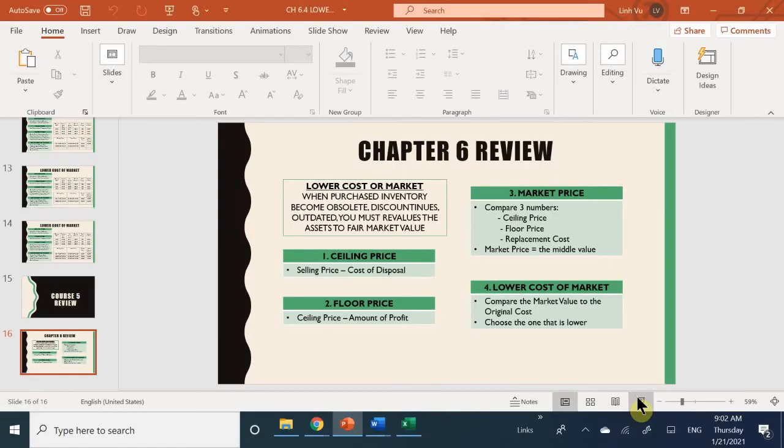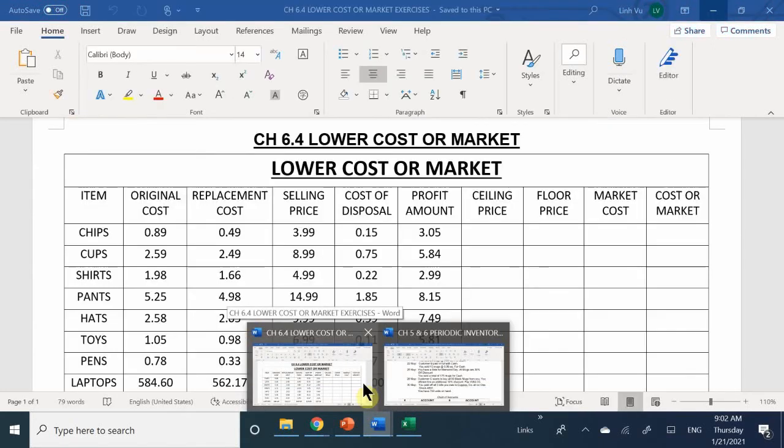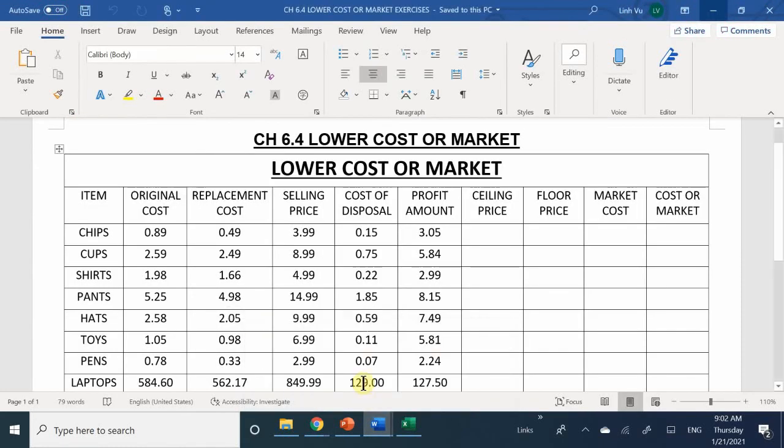Okay. Any questions for chapter 6.4? It's a very small chapter. So is this included in the test? Say that again? It's included in the test. Yes, quiz, absolutely. This quiz? No. No, this one is not on the quiz this coming today. No, I don't think so. Because there's a lot more important things in chapter 6 than the lower cost of market. But however, you will be tested on this on the exam, which is in 2 weeks from now.